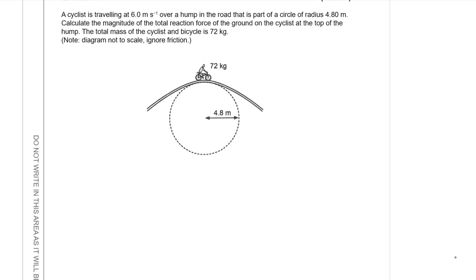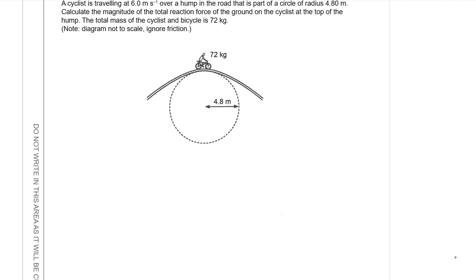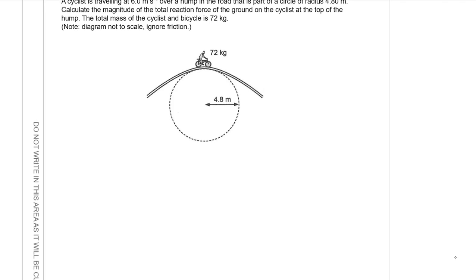Alright, so in question 8, you've got a cyclist that's going over a hump. You've got a velocity there, and you've got a mass and the radius, so it looks like a pretty straightforward question. What it's asking for is the magnitude of the reaction force. So in this situation, you've got a number of forces acting on that cyclist. So the net force acting on that cyclist would be the centripetal force, right? And then that should be made up of 2 components.